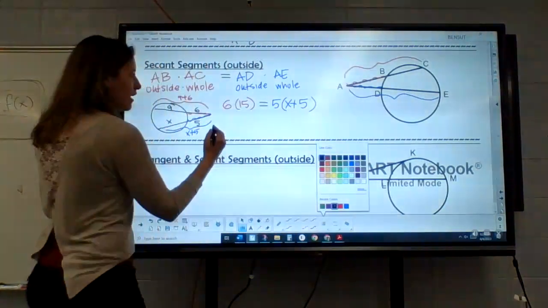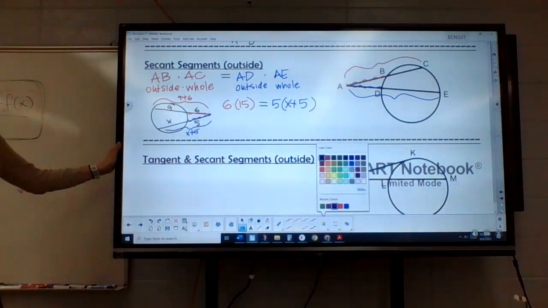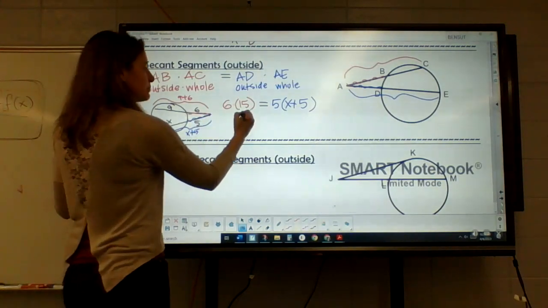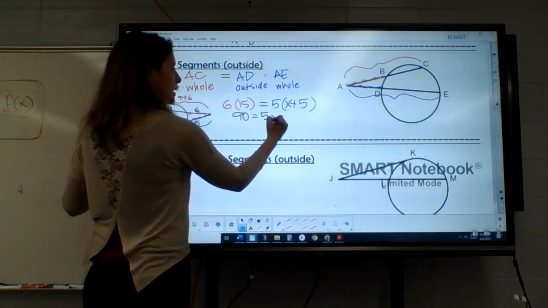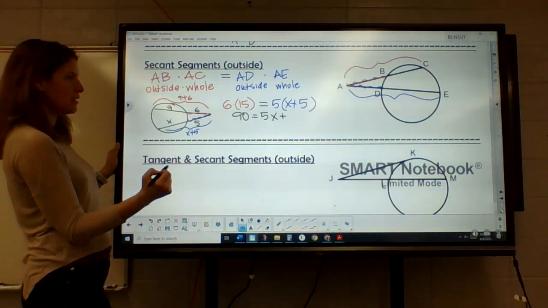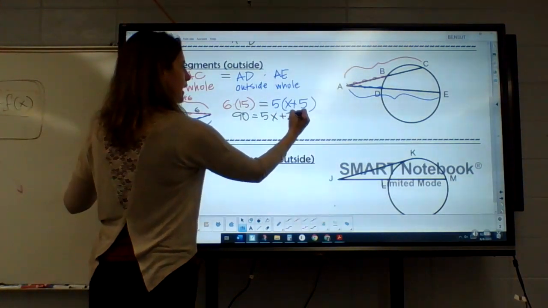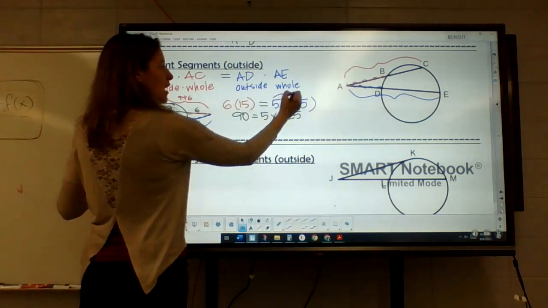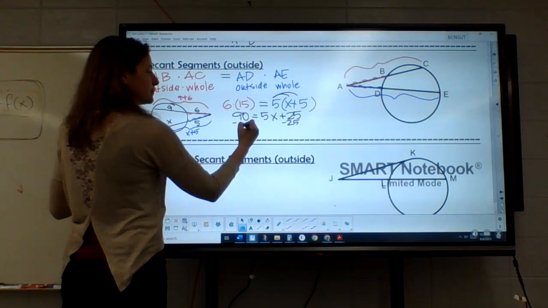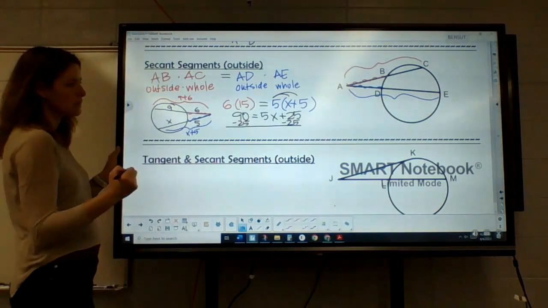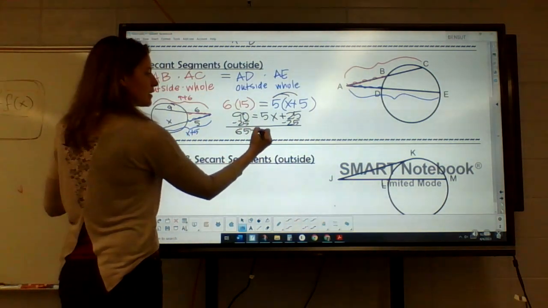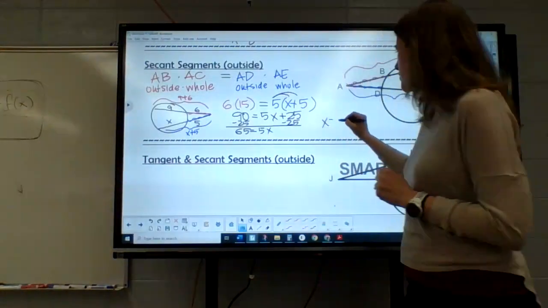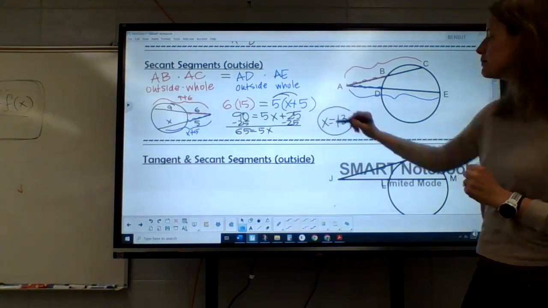So now we go ahead to solve this. So 6 times 15, anyone help me out here? 90. Equals 5x. And then 5 times 5 is easy. We have to distribute there. I'm going to move the 25 back over. So we have 65 over here equals 5x. So x is going to end up being 13.